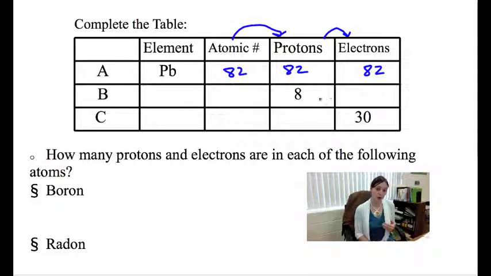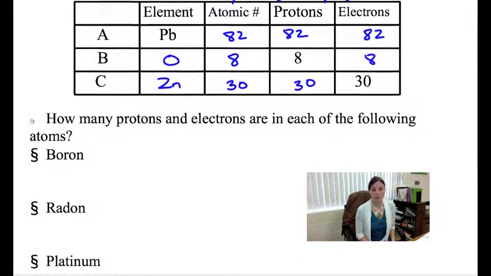You can also go backwards and say, all right, if I have 8 protons, that means my atomic number is going to be 8, which means that my element is going to be O, which is oxygen, and my number of electrons is also going to be 8. Same type of thing. If I have 30 electrons, I'm going to have 30 protons, which means my atomic number is 30, which means my element is Zn, or zinc.